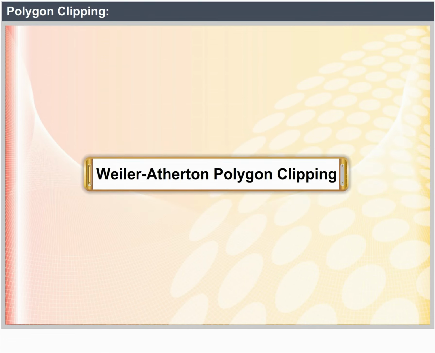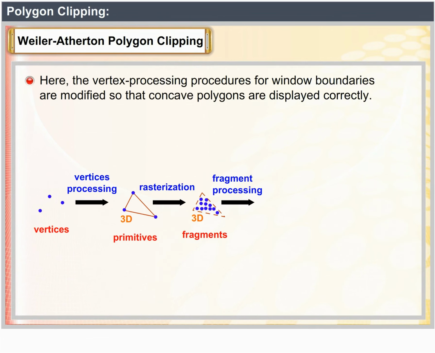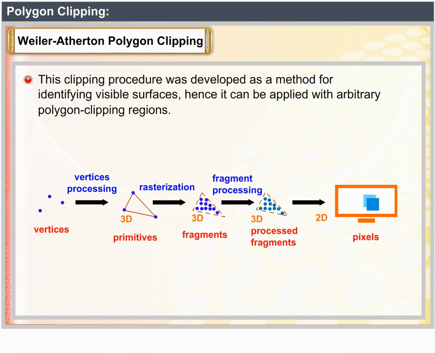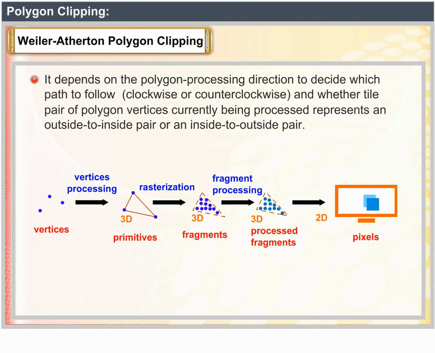Weiler-Atherton polygon clipping. Here the vertex processing procedures for window boundaries are modified so that the concave polygons are displayed correctly. This clipping procedure was developed as a method for identifying visible surfaces, and so it can be applied with arbitrary polygon clipping regions. The basic idea in this algorithm is that instead of always proceeding around the polygon edges as vertices are processed, we sometimes want to follow the window boundaries.